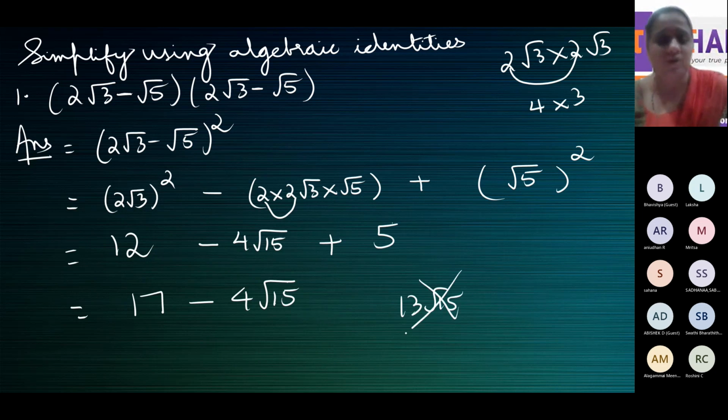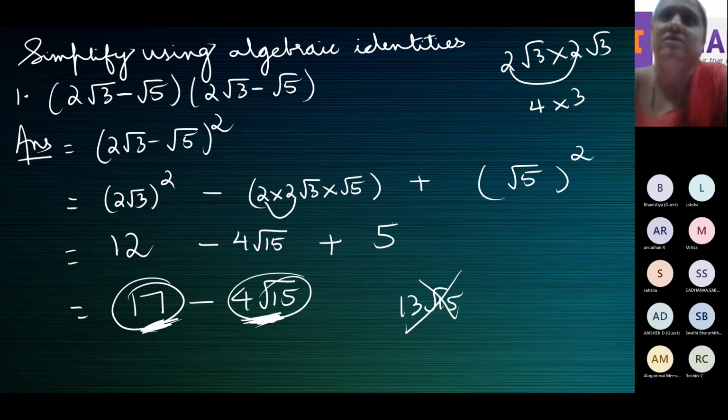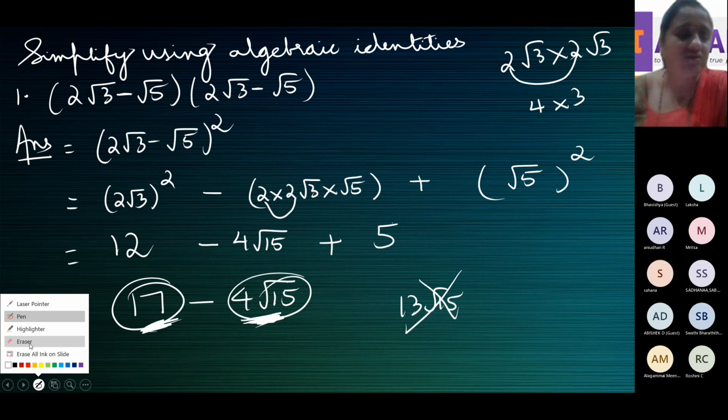This is wrong because they're not like, they're unlike. This is just a number, meaning it's a natural number. This is rational. This is irrational. You cannot simplify them further. You can multiply them, 17 into 4 root 15, 17 into 4, 68. 68 root 15. You can multiply them. You cannot add or subtract them. This is the final answer.